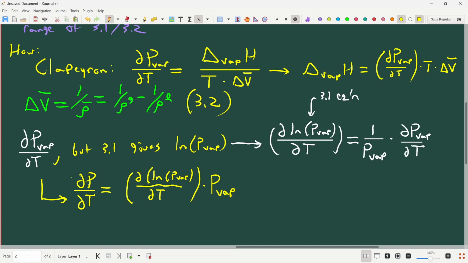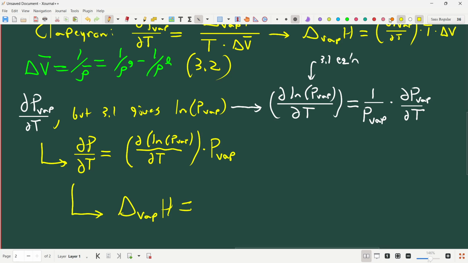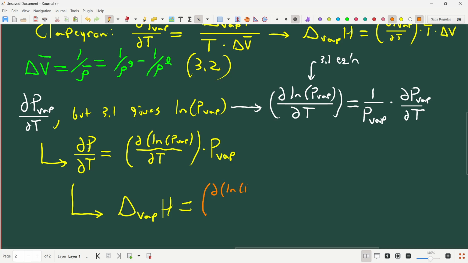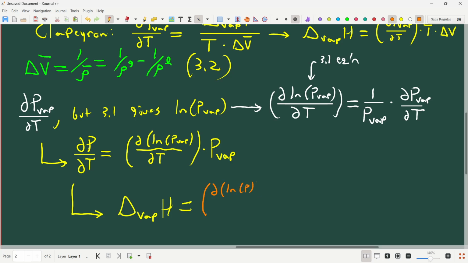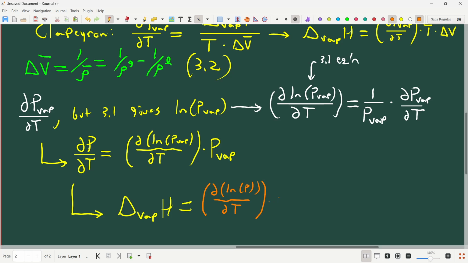Yeah, that's it. So that means, therefore, that delta_vap H is going to be equal to, let's just plug it all in. First, it's going to be the derivative of the log of P, that's the function from 3.1, d/dT, evaluated at the temperature that you want to measure it at, times the pressure at that temperature, times the temperature, times 1 over the densities differences.